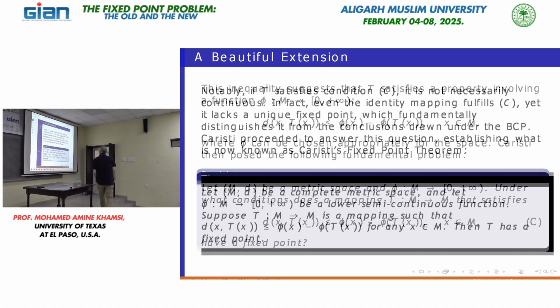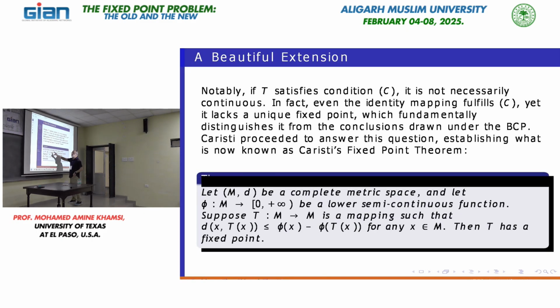So do you see it now? And d is what? Complete. Function phi is positive, bounded below, lower semi-continuous. T satisfies condition C. Therefore, T has what? Do we have uniqueness? No. Identity will work. So you don't have uniqueness. Do I have the fixed point after countable iteration? No. You may have to go beyond countable iteration. Oh, no, wait.